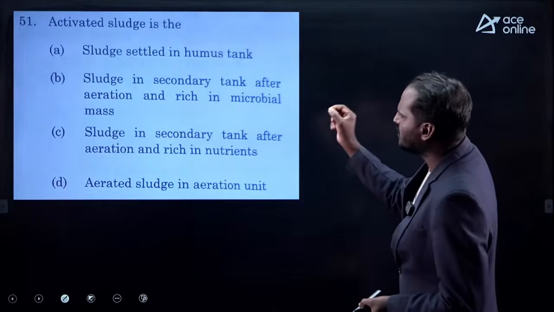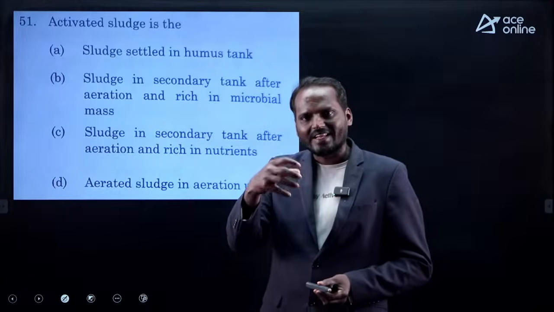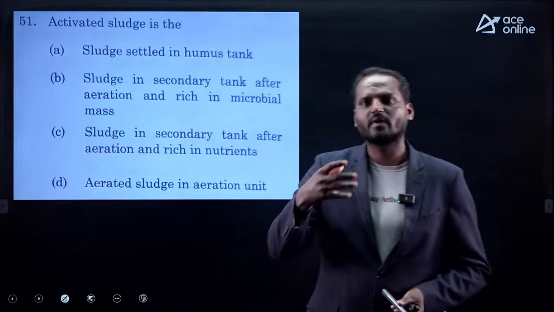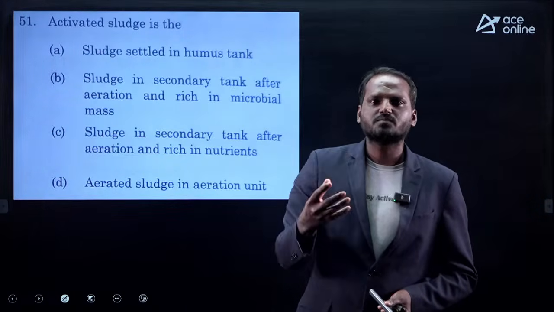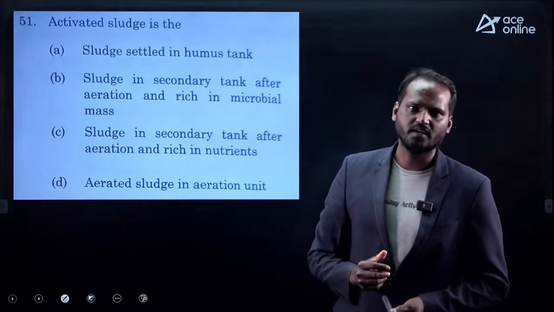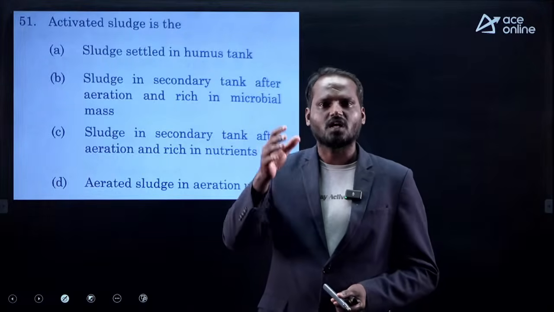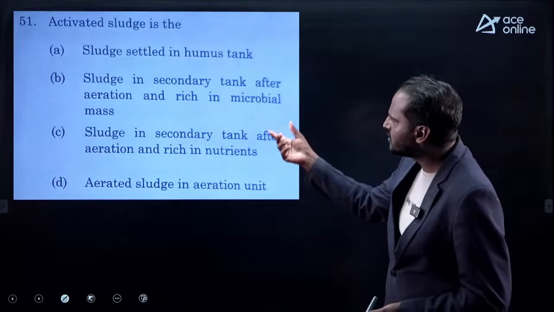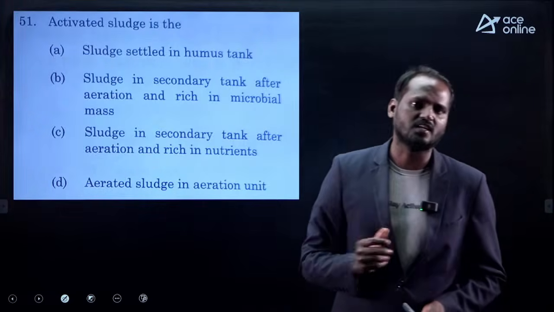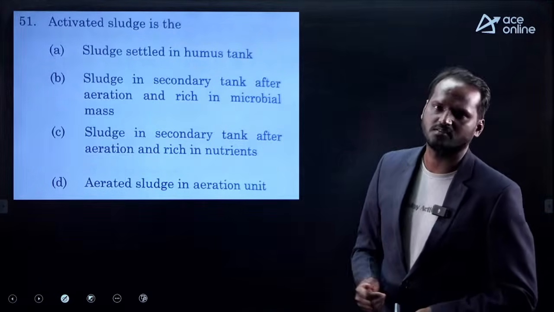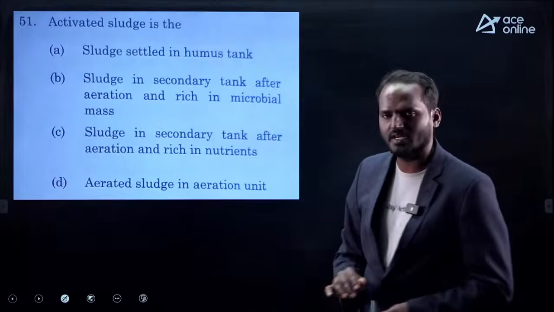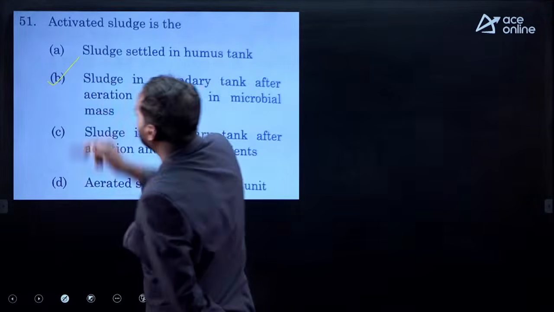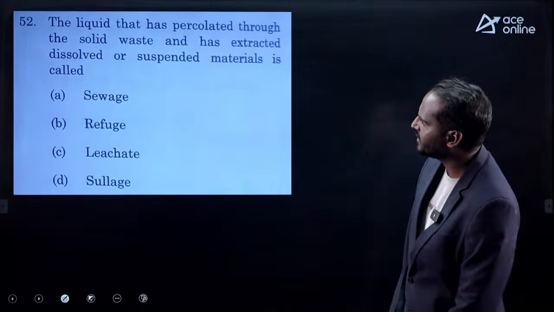It is rich in microbial mass, since in the aeration tank we provide oxygen supply to the wastewater, where microorganisms decompose the organic matter, right. During the decomposition process, organic matter is broken down into simple end products, and the biological flocs will settle in the SST, that is why it is rich in biological mass. You may confuse between B and C, but option B is the appropriate correct answer, right. That is B. Next question.